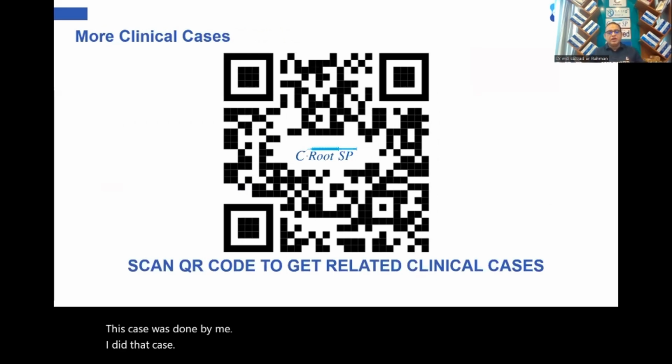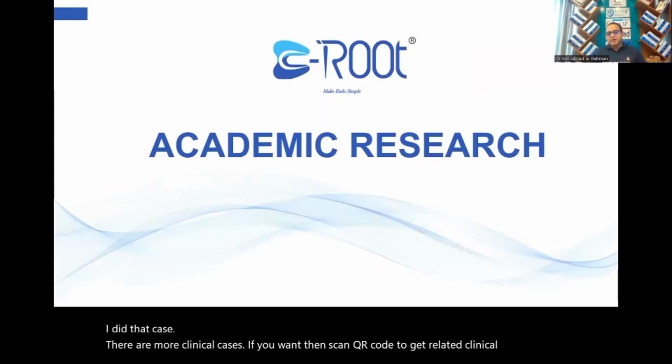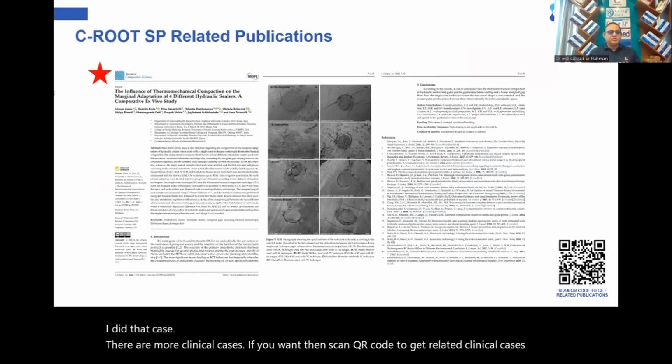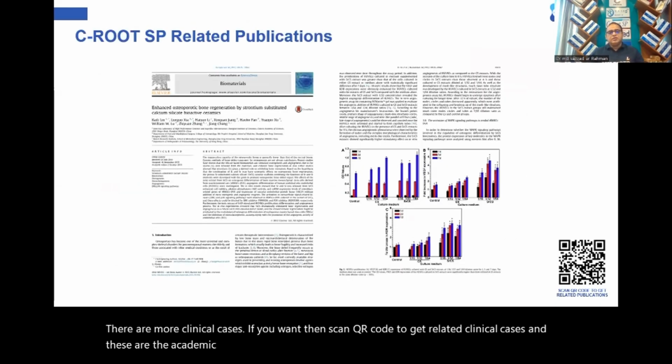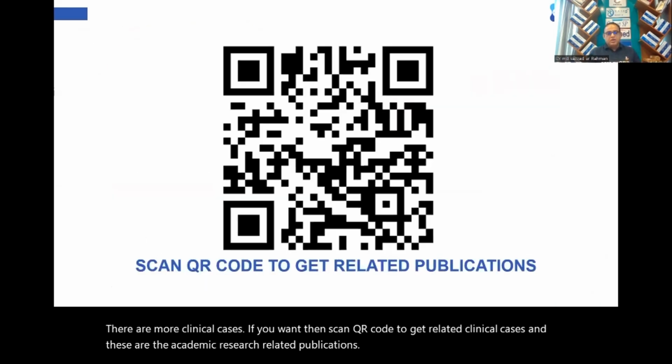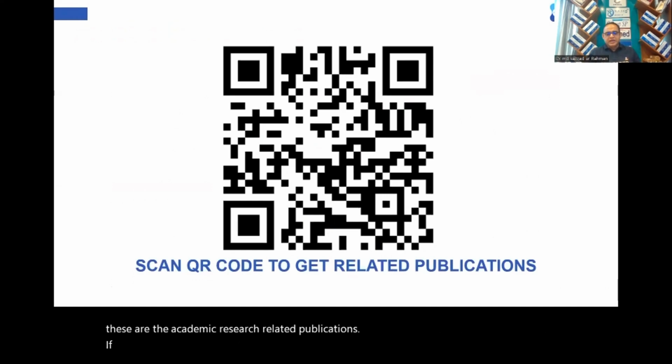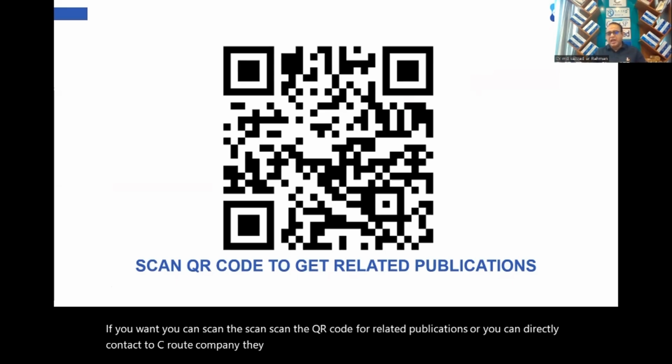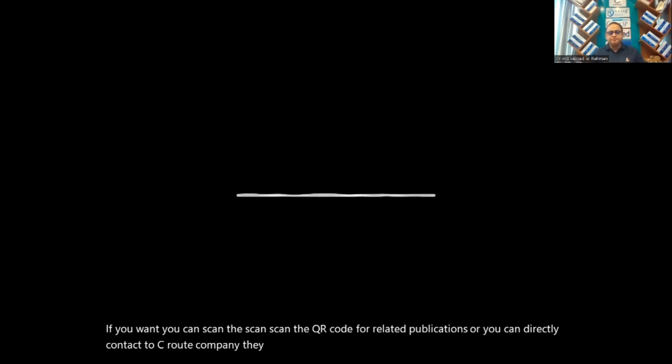There are more clinical cases. If you want, then scan the QR code to get related clinical cases. And these are the academic research, C-root related publications. If you want, you can scan the QR code for related publications, or you can directly contact the C-root company. They will provide you the publications because they have the publications with them.